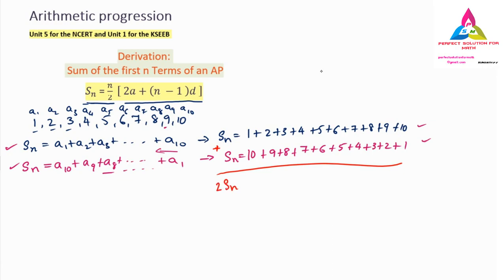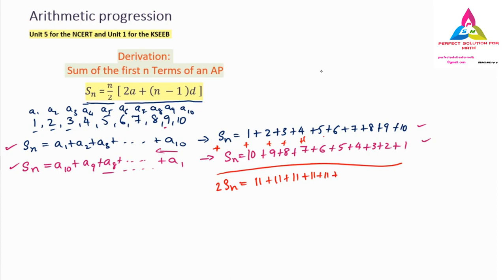2 times Sn is equal to 1 plus 10, how much? That is 11. Directly I can write down 11, yes. So again 2 plus 9, how much? 11. 3 plus 8, how much? 11. 4 plus 7, how much? 11. 5 plus 6, 11.